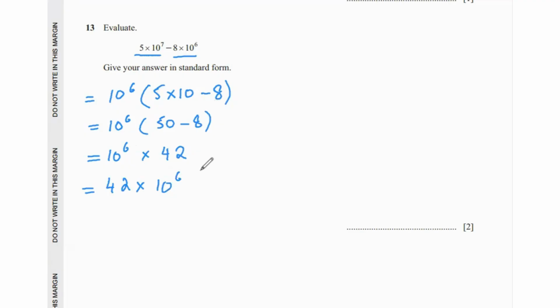by 10 to the power of something. It's not. In standard form, the number that's being multiplied to 10 to the power of something has to be more than 1, but less than 10. So over here, 42 is more than 10. So we need to convert 42 into 4.2. And when we do that, that means we're adding another decimal place to this.